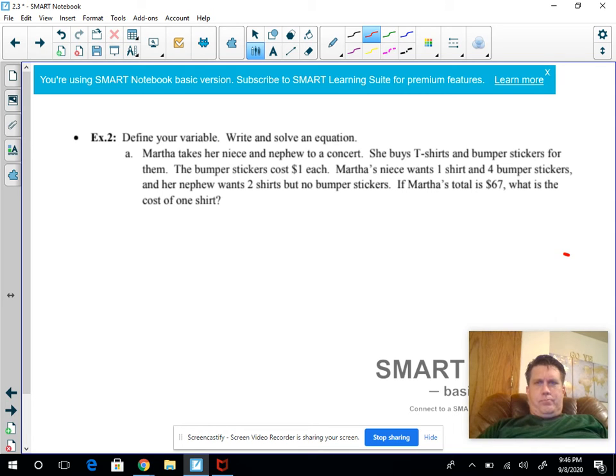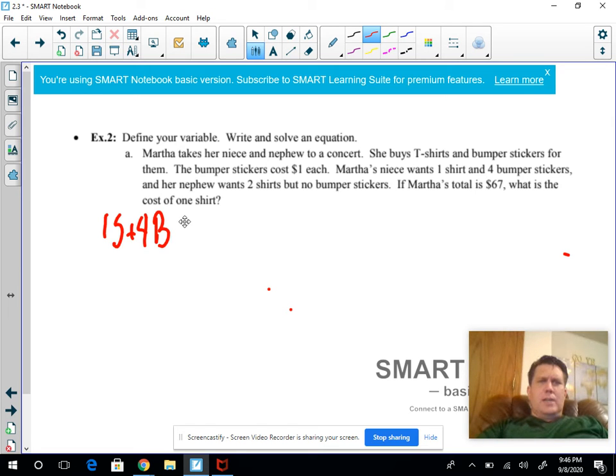So Martha's niece wants 1 shirt and 4 bumper stickers. So we're going to write this way to start. 1 shirt, 1s plus 4 bumper stickers. Her nephew wants 2s and no bumper stickers, so I'm not going to add anything on. And then the cost of a bumper sticker is $1 each, and the total is $67.